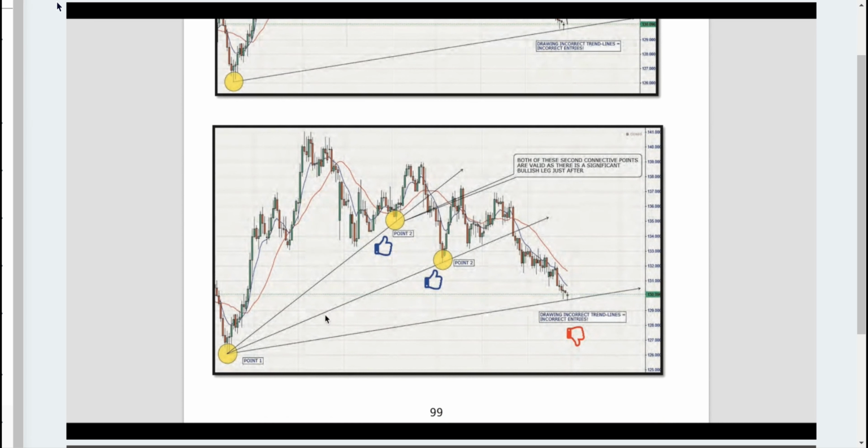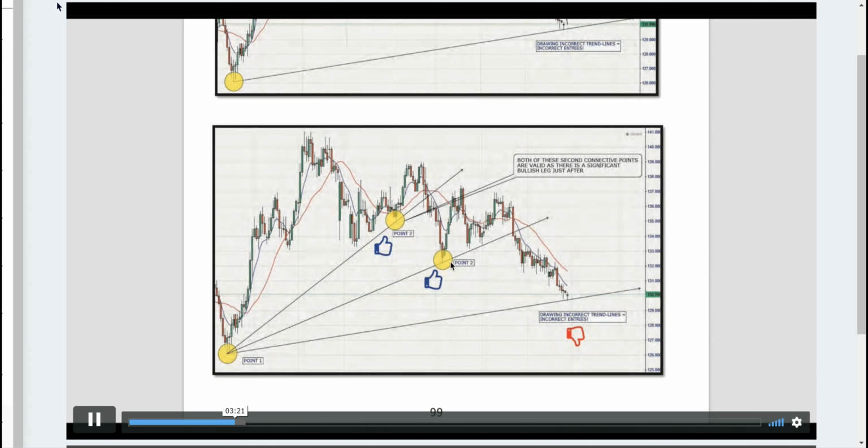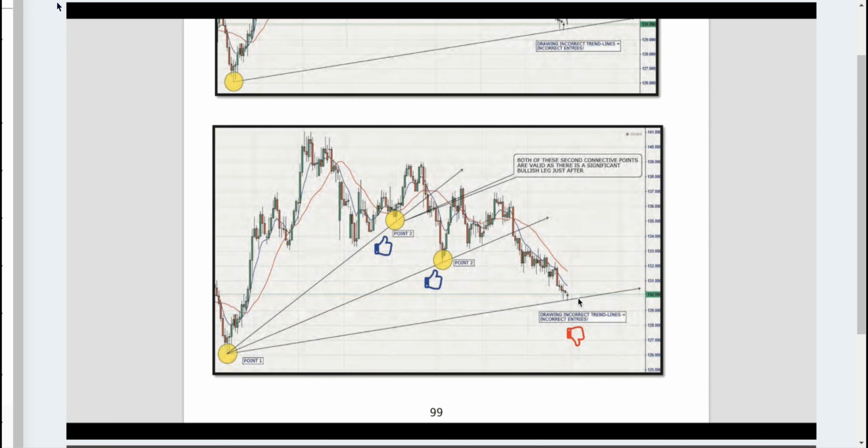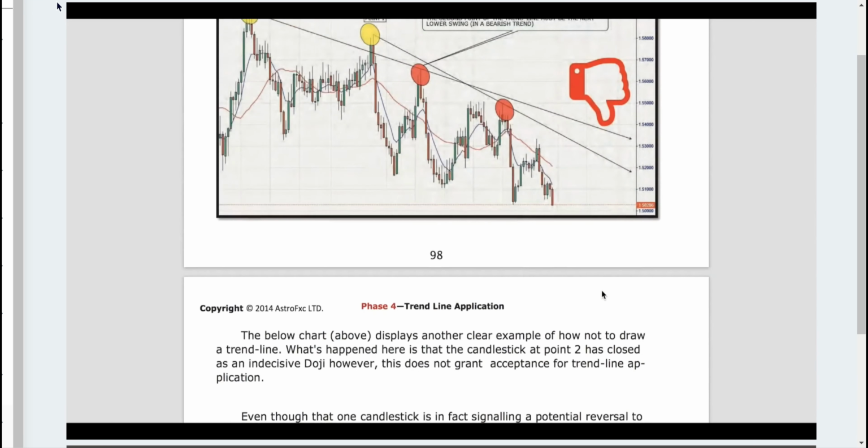So over here we have point 1, point 2, because boom, up move afterwards. Point 1 to point 2, again, up move afterwards. That's a 3-pin formation there as well, if you focus on the wicks. Point 1 to point 2, no go. So just practicing the trend lines correctly.